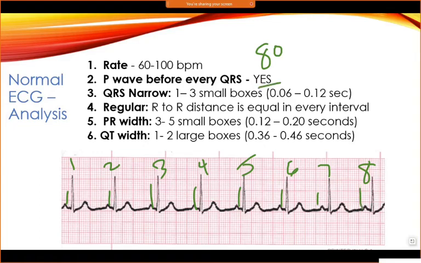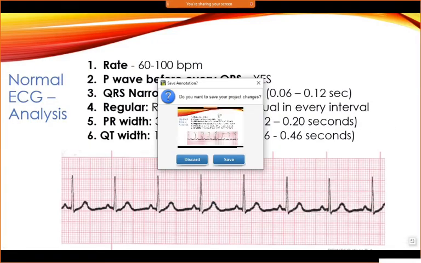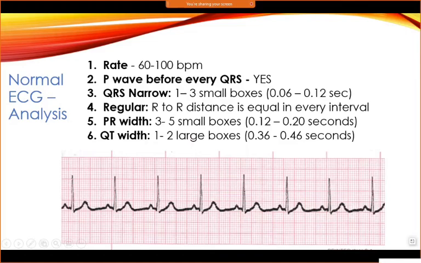The next thing we're looking at is the size of the QRS. Is the QRS narrow? That is what normally is, 1 to 3 small boxes. So I would have to blow this up. Let me see if I can blow this up without getting rid of my buttons. I want to just make you big. Can I make you big? Let's see.